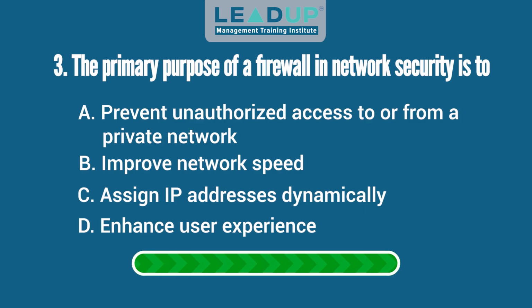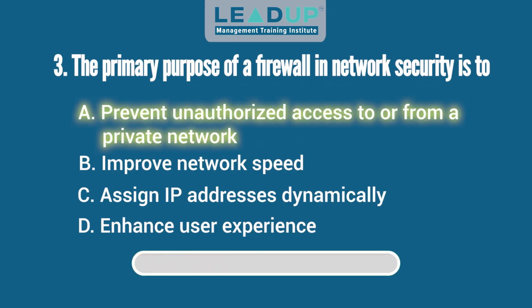Question 3. The primary purpose of a firewall in network security is to A. Prevent unauthorized access to or from a private network, B. Improve network speed, C. Assign IP addresses dynamically, and D. Enhance user experience. Answer: Prevent unauthorized access to or from a private network.